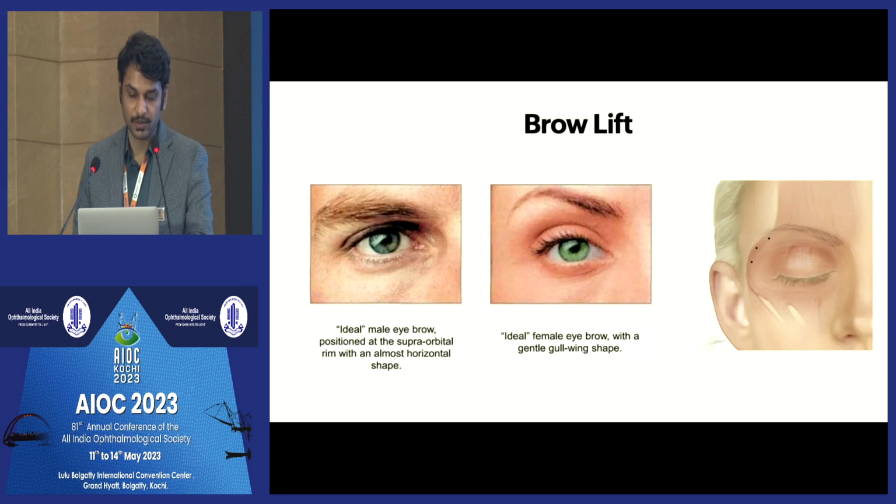And for brow lift, as you can see on the left side, this is the brow of a male, and this is the brow of a female. Male brows are a little bit flat and positioned at the supraorbital limb, and female brows are a little bit curvy, in the shape of a gull wing. So these are the 3 points where we can give. If the patient wants a small lift, you can just give 1 point or 2 points with smaller units and later on augment.